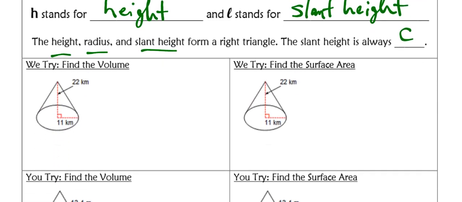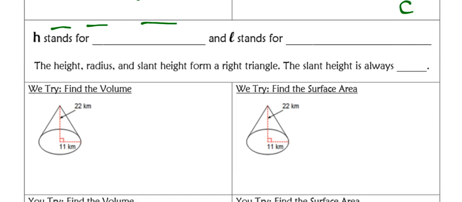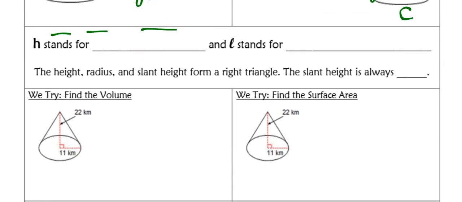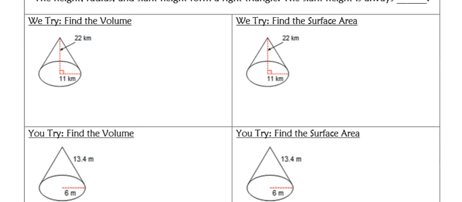Alright, so let's find the volume of this cone. First, I just want to think about what variables do I really need. So volume of a cone is 1/3 pi r squared times h. So I need the radius and I need the height. This picture's kind of nice, giving me both of those. This is the radius of 11. That 22 is going straight through the middle. That is the true height of that cone.